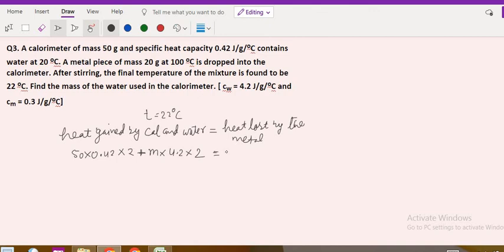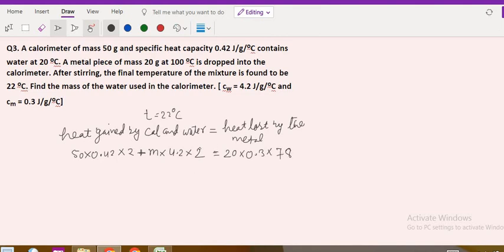Mass of the metal piece given to me is 20, multiplied by the specific heat of the metal piece. The Cm is the specific heat of the metal piece, which is 0.3, and the change in temperature. So the metal piece was at 100 degrees Celsius initially, and finally it is coming to 22 degrees Celsius. There is a loss in temperature, or the lowering of the temperature. So 100 minus 22 would be equal to 78.